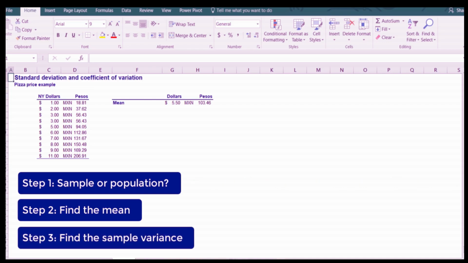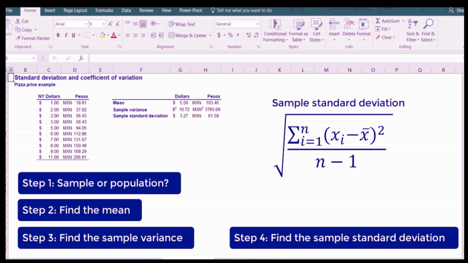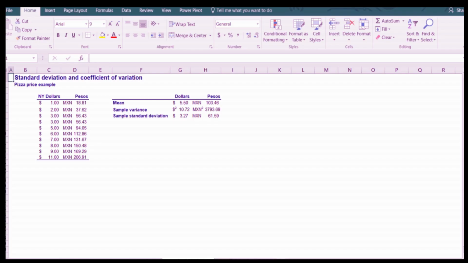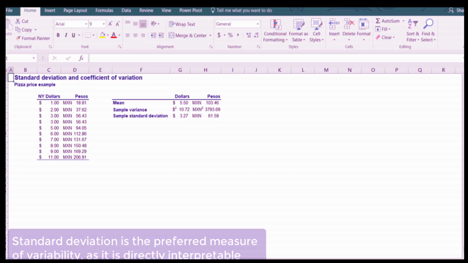The third step of the process is finding the sample variance. Following the formula that we showed earlier, we can obtain $10.72 squared and 3,793.69 pesos squared. The respective sample standard deviations are $3.27 and 61.59 pesos. Let's make a couple of observations. First, variance gives results in squared units, while standard deviation in original units. This is the main reason why professionals prefer to use standard deviation as the main measure of variability. It is directly interpretable. Squared dollars means nothing, even in the field of statistics.